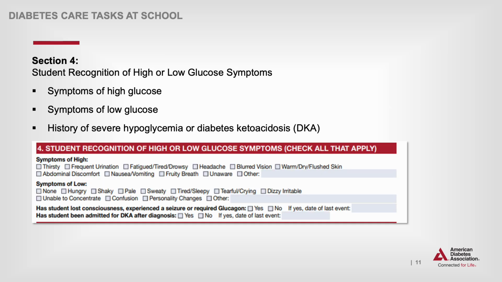Section 4 allows the student and family to provide important signs and symptoms that the student typically exhibits with high and low blood sugars, allowing school personnel to identify the potential need for emergency care. In addition, this section includes the history of glucagon use and diabetic ketoacidosis, or DKA.